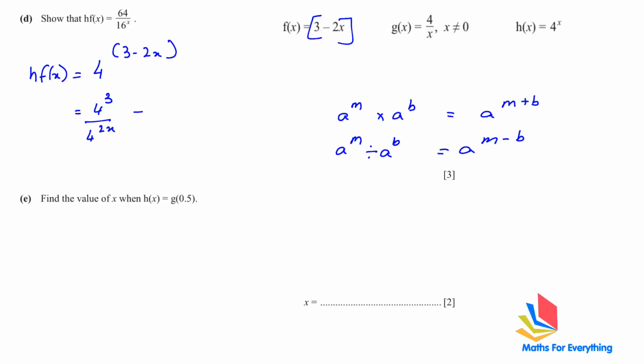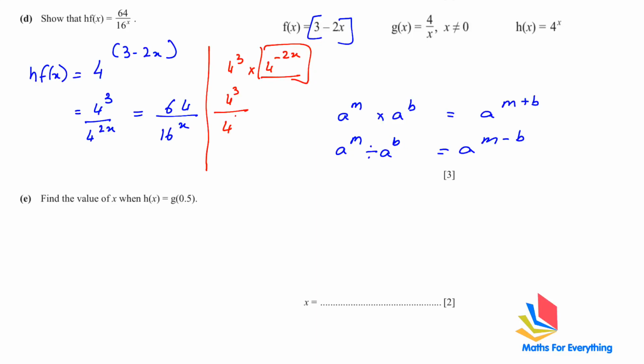Okay. 4 to the power of 3 is 64. And 4 to the power of 2 is 16. And you will be left with x. If you're doing the other way around, which I showed you, 4 to the power of 3 multiplied by 4 to the power of negative 2x. If the power is negative and you want to make it positive, you write it in the denominator and the sign will change. So this is the same answer as this.